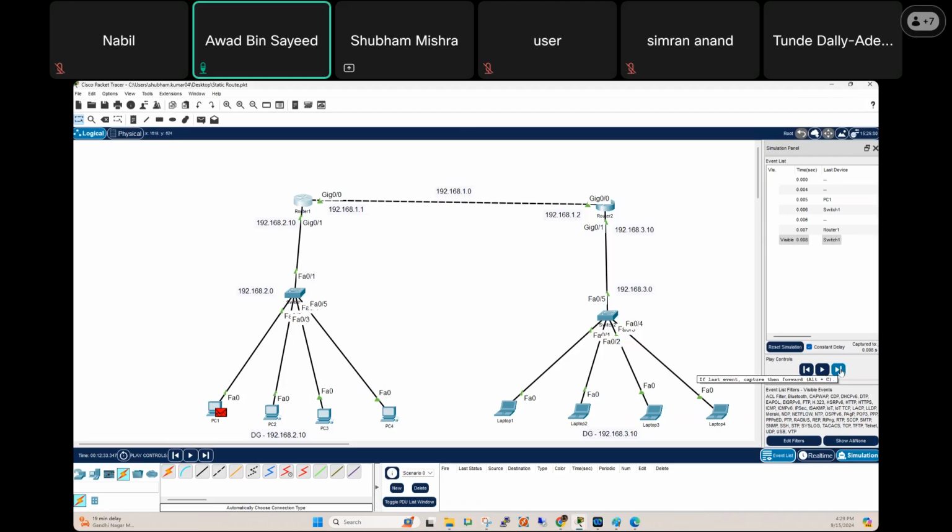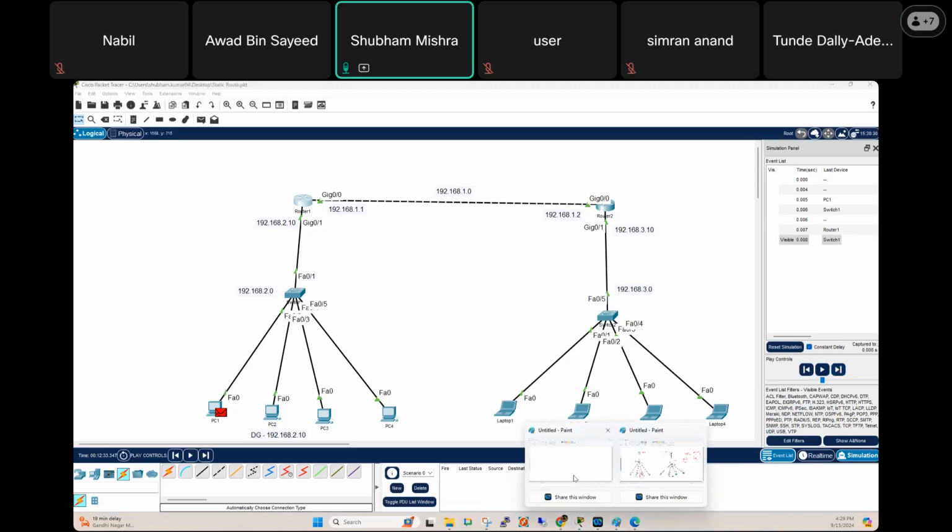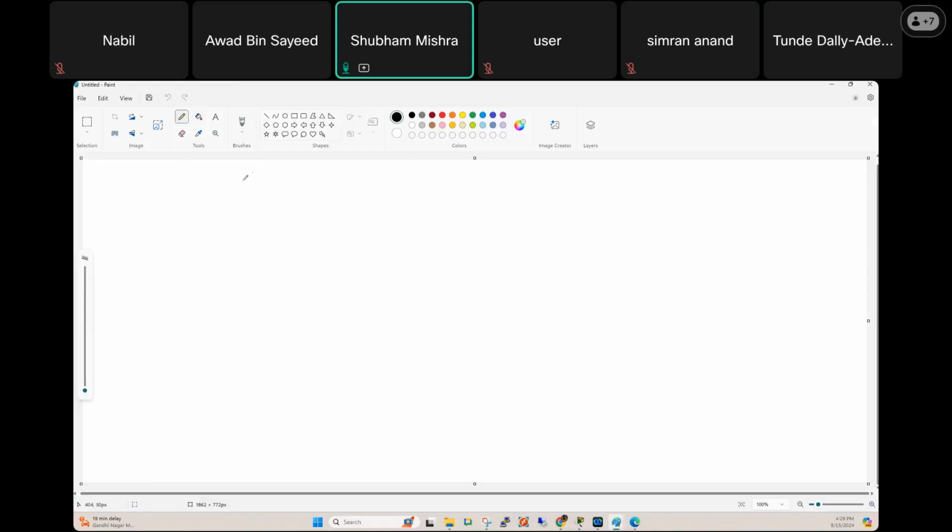Default route is for any destination, any host. Static is specific. I am giving you one scenario. In my company, we are managing two types of routes: first one is internal routes and second is external routes.